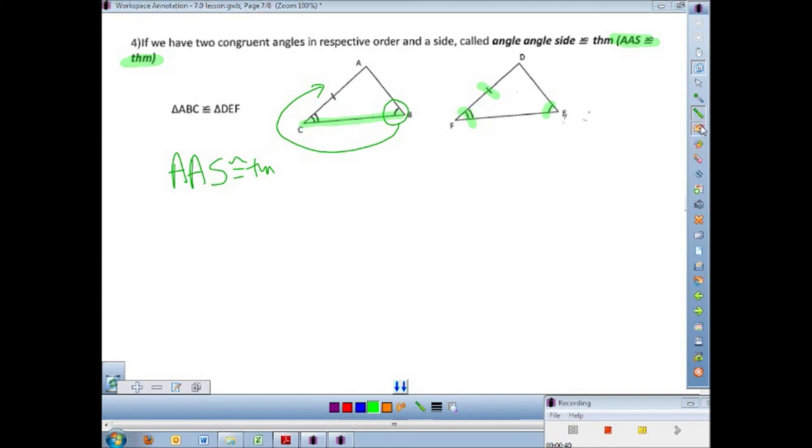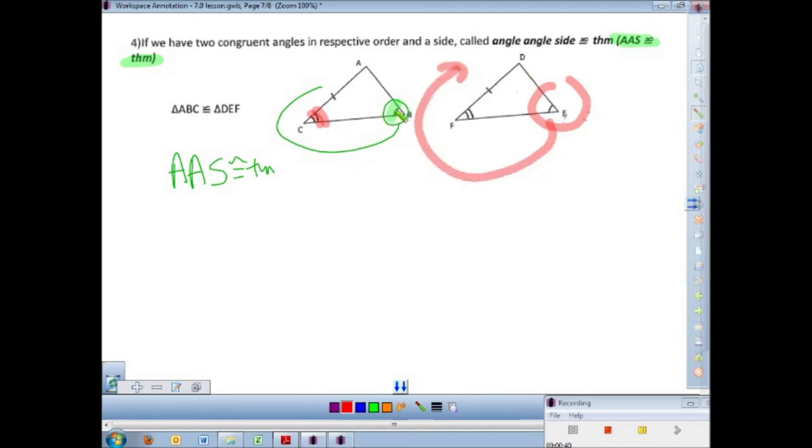Let me back up here. If you're going to go single arc mark, double arc mark, then side, this guy has to go in the same order when you go around the clock. So I went around the clock clockwise. If this one went single arc mark, double arc mark, side, this one has to go single arc mark, double arc mark, side. The two angles have to be in the same order. Single, double, side, single, double, side.